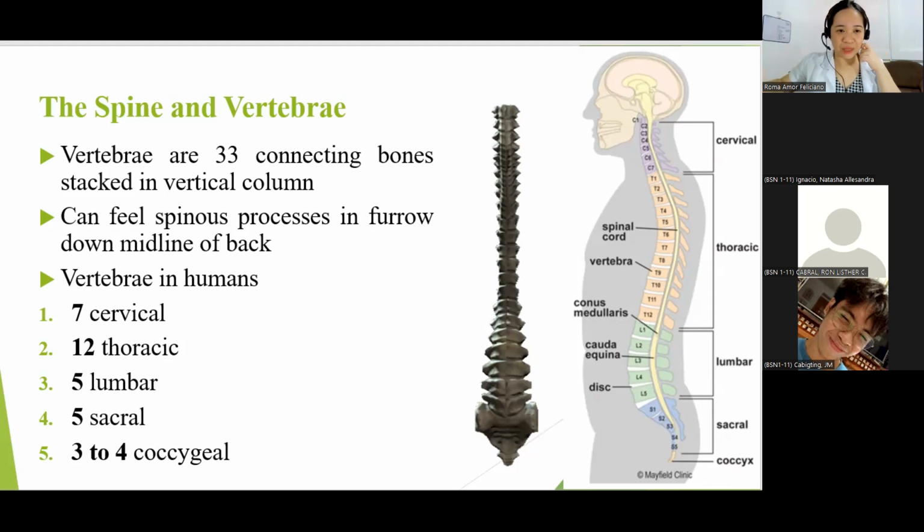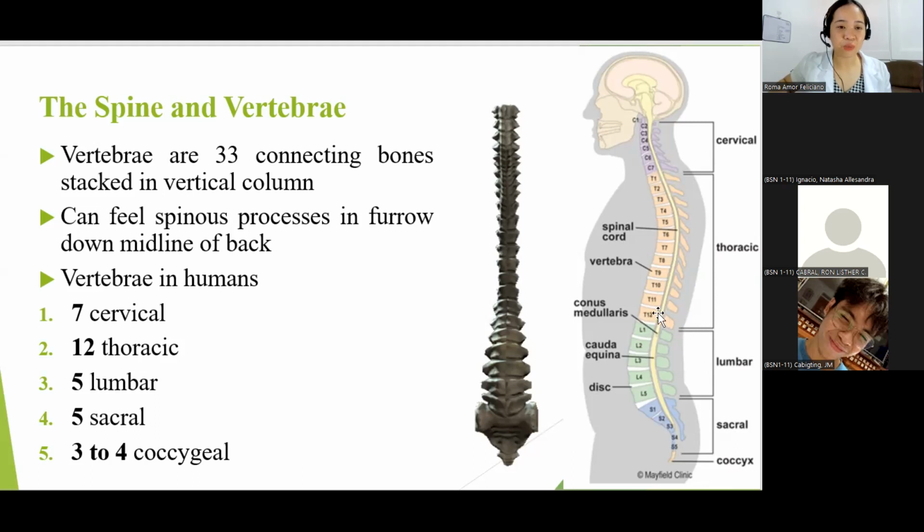The vertebrae in humans, take note of this. Isa-isahin natin, ano? You have 33 here. The first 7 is the cervical, from C1 to C7. And then you have your thoracic. Para mas madali mong matandaan, yung thoracic, nilagyan siya ng letter T at nilagyan siya ng 1. So from T1 to T12, that is the thoracic.